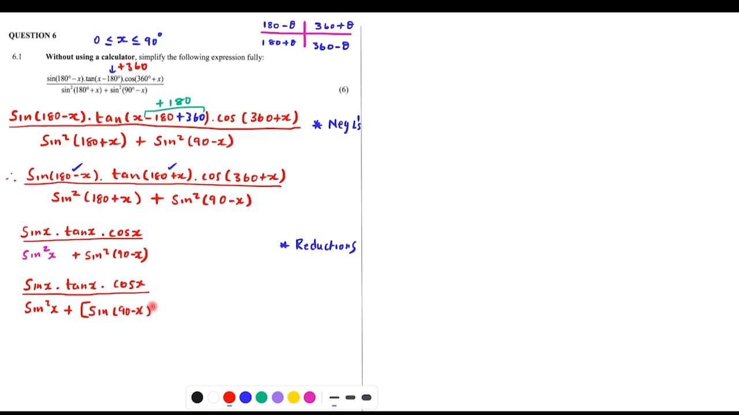Now 90 minus x belongs in the first quadrant, right? These are cofunctions, so cofunctions will be something in this manner. Let me just draw it here. I'm trying to find space.